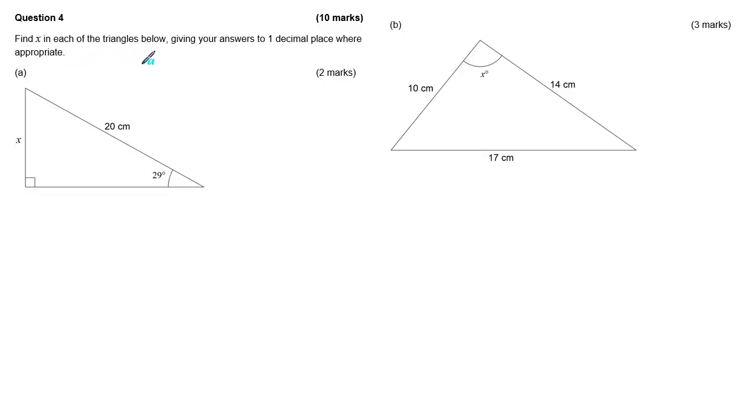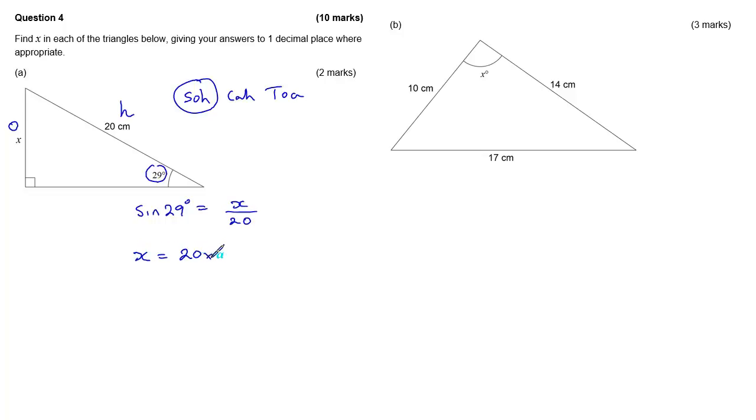We want to find x in each of the triangles below, giving our answers to one decimal place where appropriate. So, here if we look at this triangle, compared to this angle, this side is the opposite, and of course the longest side is the hypotenuse. So, CAH TOA, opposite and hypotenuse means we're going to use the sine. So sine 29 degrees is equal to the opposite divided by the hypotenuse. So x is going to be 20 multiplied by sine 29 degrees.